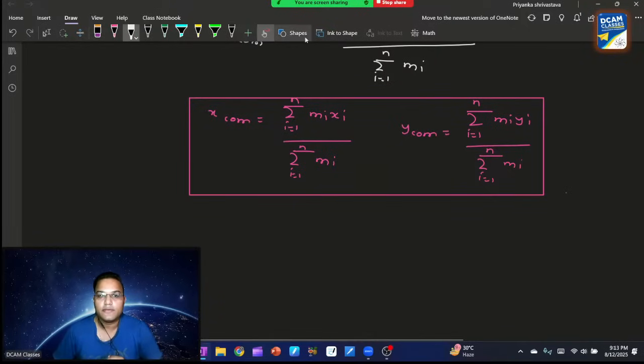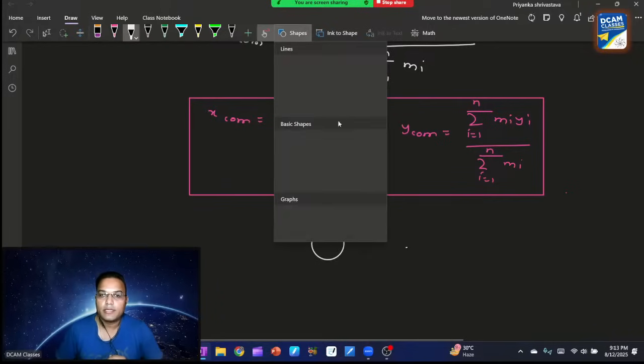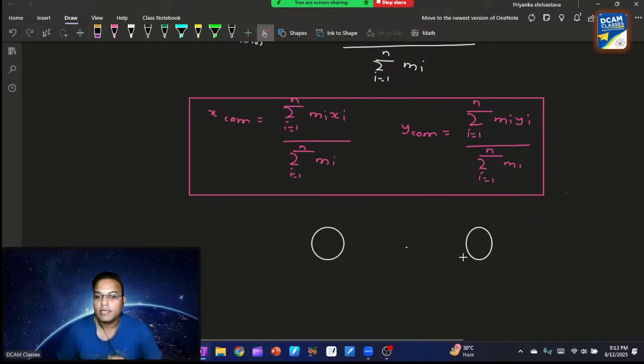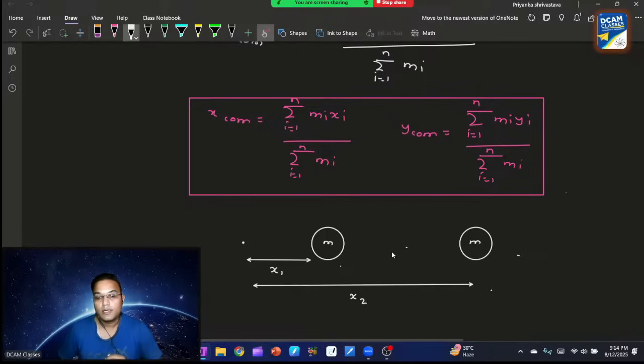Suppose they have asked you to find out the center of mass. Take the case where Radhika was saying, two masses are there, this mass and this mass. They're actually equal. The first mass is present at x equals x1, and the second mass is present at x equals x2. Now, where is the center of mass of the system?